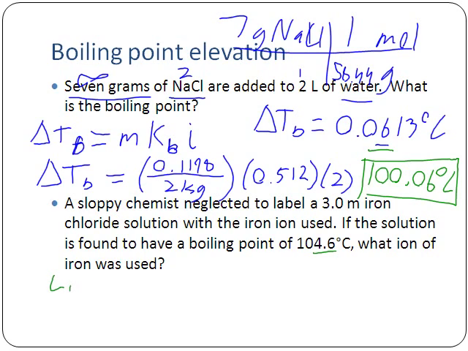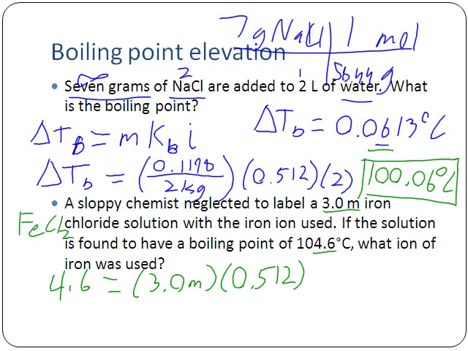So we say 4.6 is going to be equal to the molality. Do we know the molality? It tells us right here. Don't have to calculate it. So it's a 3.0 molal solution times Kb. Since we are dissolving this in water, Kb will be 0.512. And the van 't Hoff factor. We've got a little issue here, because if this is iron 2 chloride, then this will be FeCl2. If it's iron 3 chloride, it'll be FeCl3. We don't know which one this is.